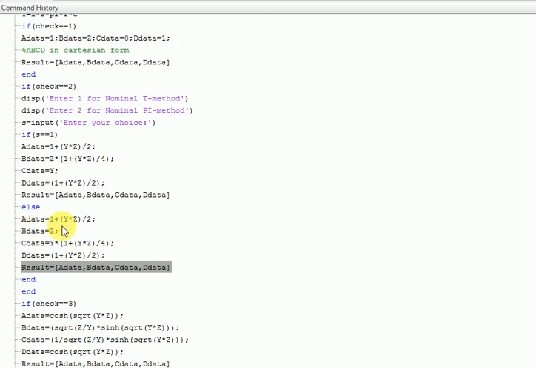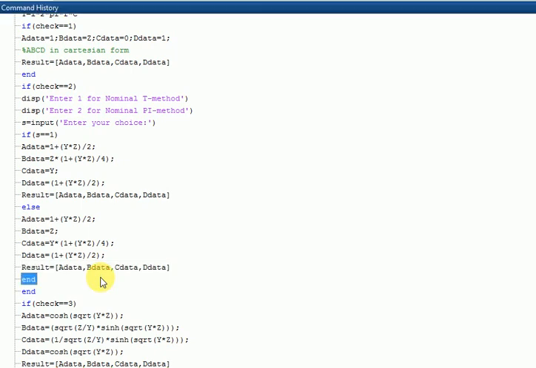Else, A data is equal to 1 plus y into z divided by 2, B data is z, C data is y into 1 plus y into z divided by 4, and D data is equal to 1 plus y into z divided by 2. That will again show the result A data, B data, C data, and D data. And here the program ends for the medium transmission line.